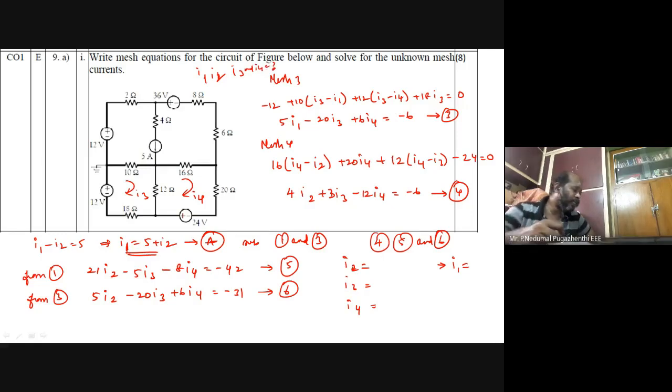So let me write down what I am getting. I2 is equal to minus 1.6025. Now you can see that I am getting a negative value. So what does this specify? Since it is negative, it says that the assumed direction of I2 is wrong. I2 has to be in the opposite direction.